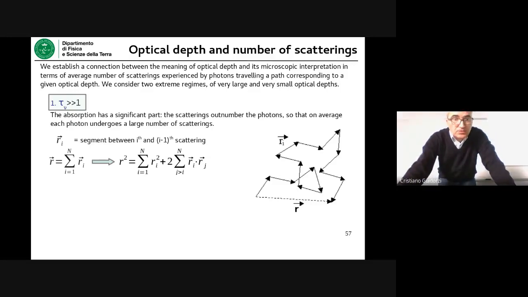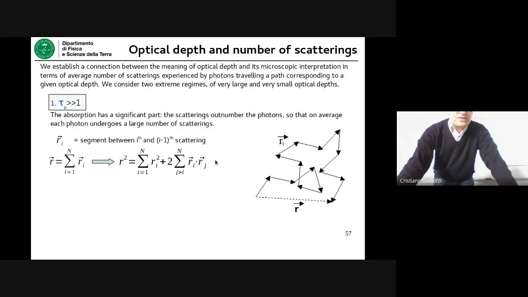If you expand the squared sum of vectors, you see the sum of the magnitudes squared of the individual vectors plus the double scalar product of the possible couples. Here j is greater than i, just to make sure that you are not taking the same couple twice.